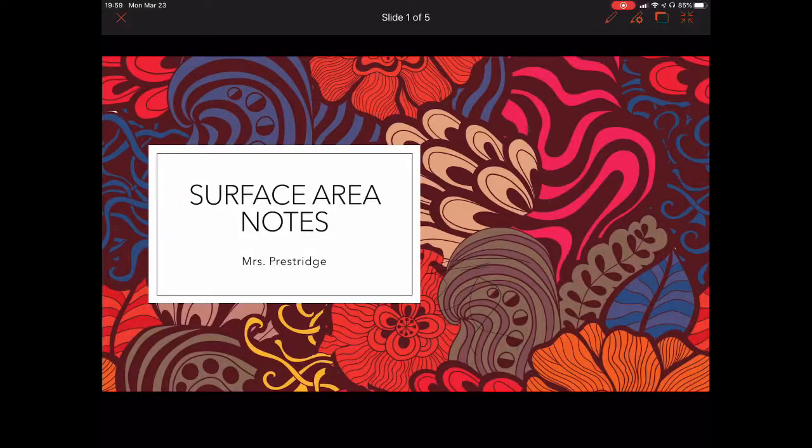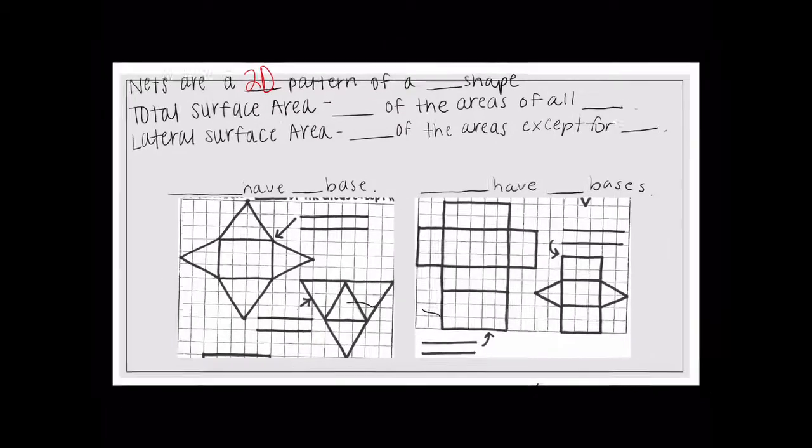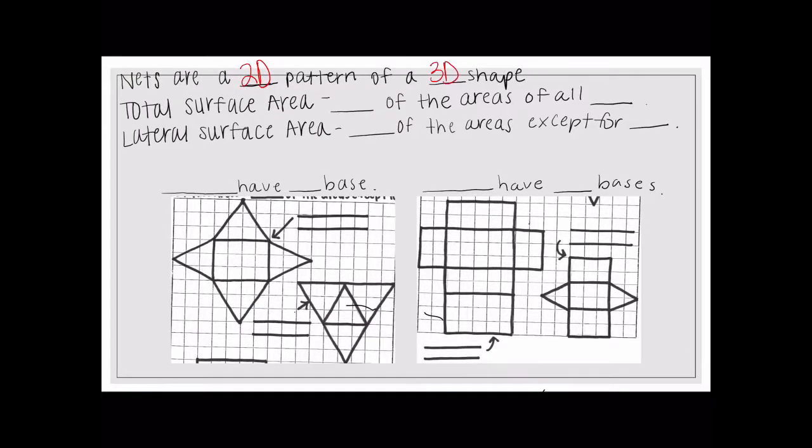Okay, guys, so here are our surface area notes. We're going to go ahead and start off with just a couple different notes about surface area and about what you're going to see in surface area problems. So these are the type of images and shapes that you're going to see for surface area. These are actually called nets. A net, for your definitions, is a 2D pattern of a 3D shape.